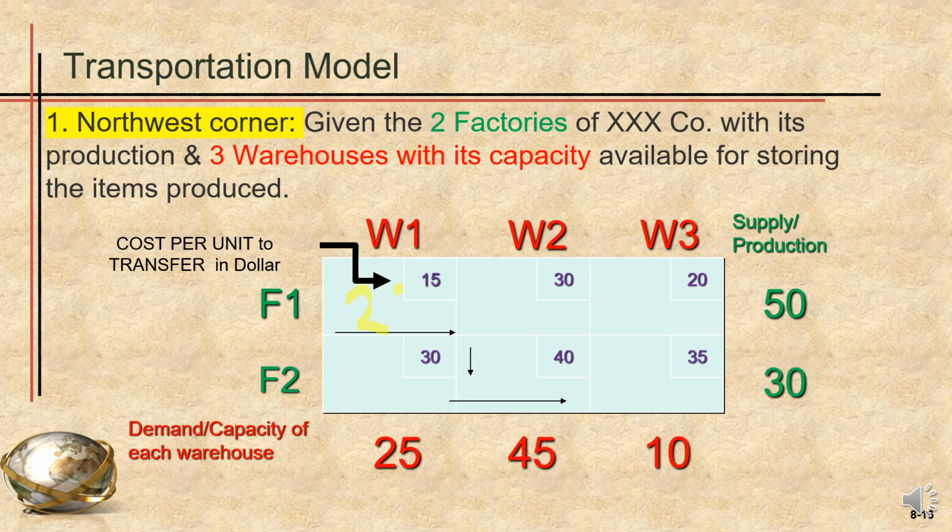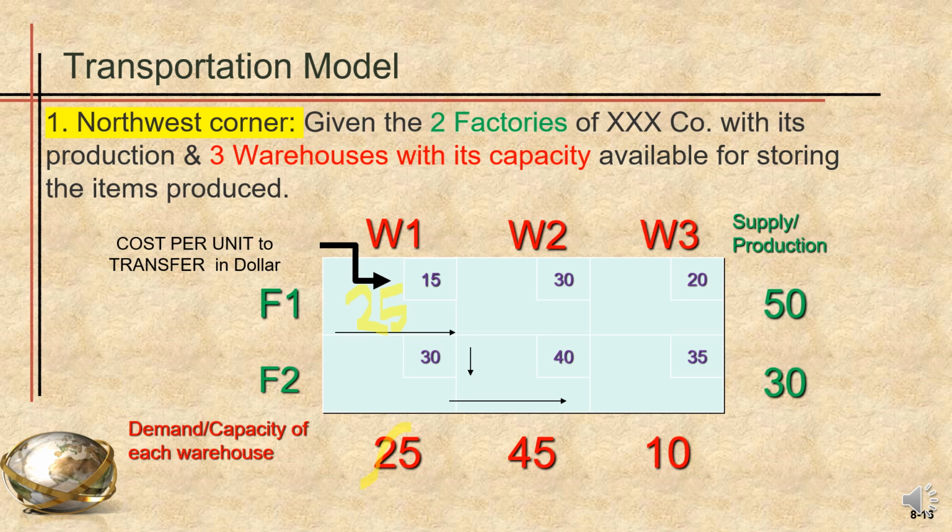So let's put 25 here. The capacity of warehouse 1 is 25, so there will be no problem. We could cross it out since that means warehouse 1 is already full, and it is full of goods coming from factory 1.